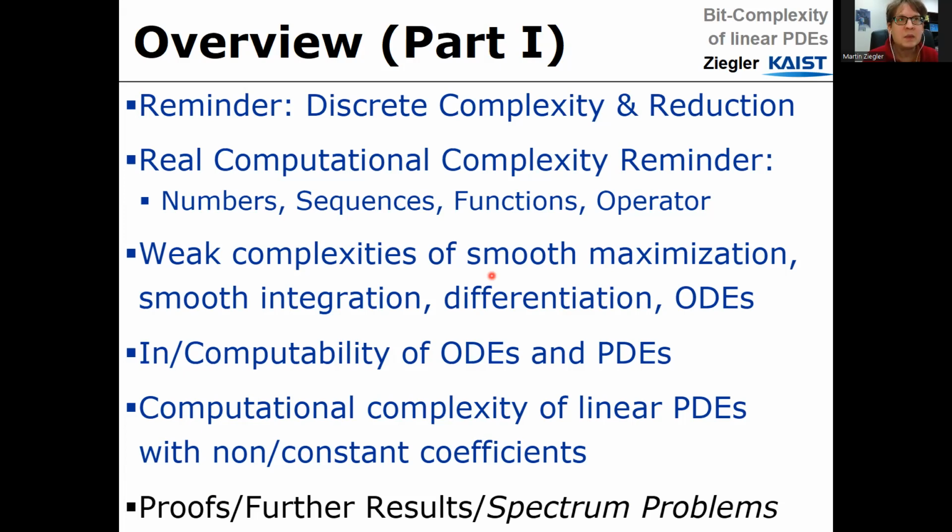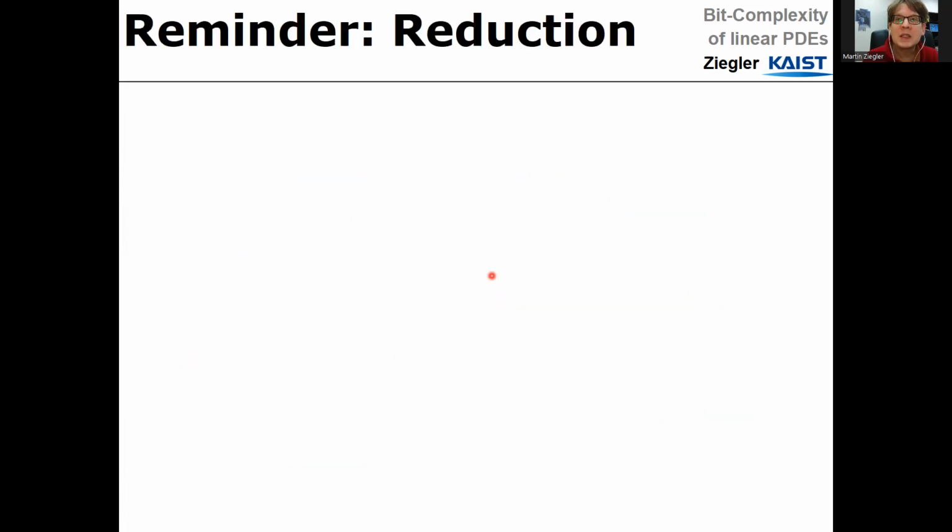So that being said, let's start here talking about classical complexity and remind you of reduction. I do that, but already have to announce that this is not going to be applicable when we talk about the real setting of real numbers, real functions, and operators. But I want to emphasize why this is not applicable. So let me remind you of that first.